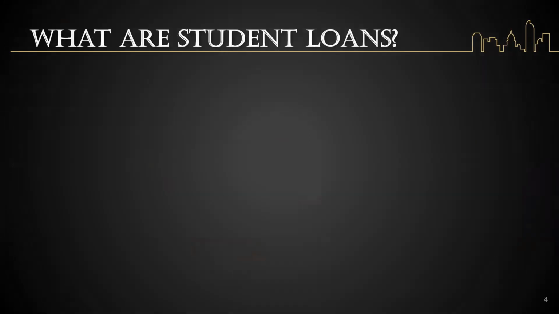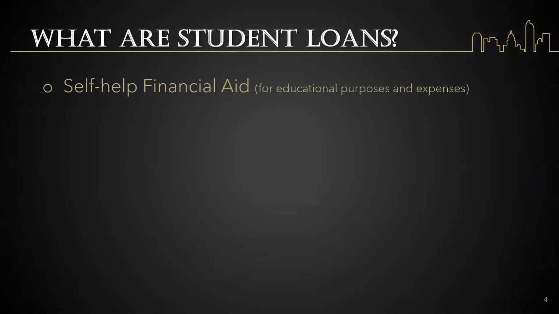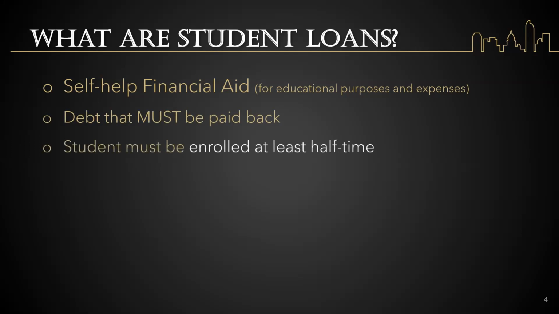So what are student loans? It's a form of self-help financial aid that is available for students to use for educational purposes and educational expenses only. It's a debt that must be repaid. A student must be enrolled at least half time, which in most cases is 6 credit hours. It's a loan that can be deferred while the student is in school.